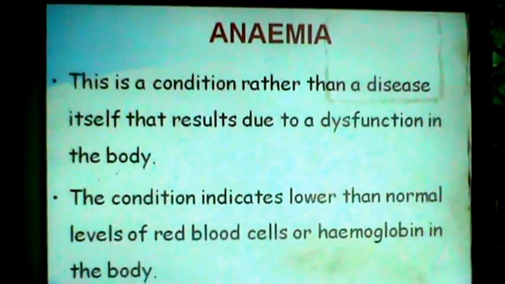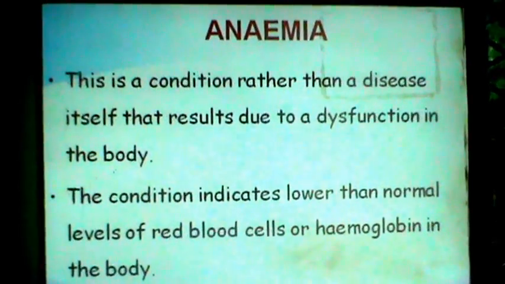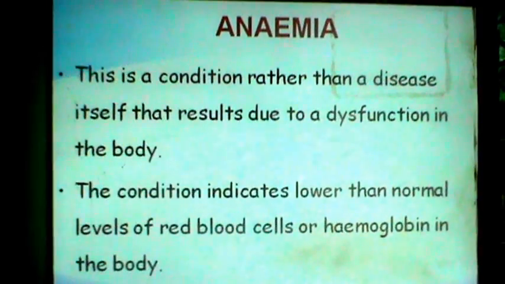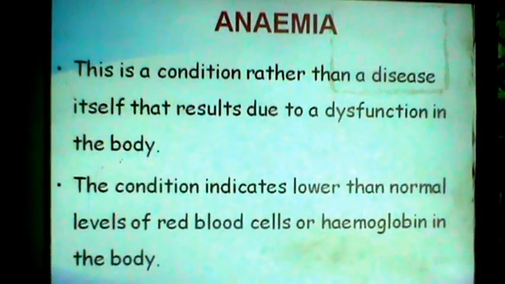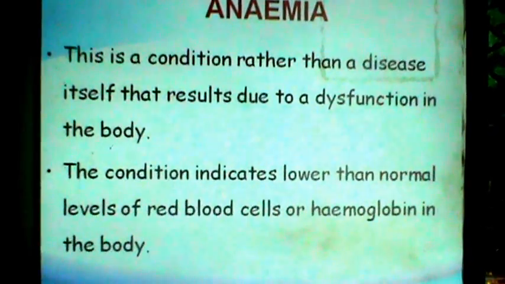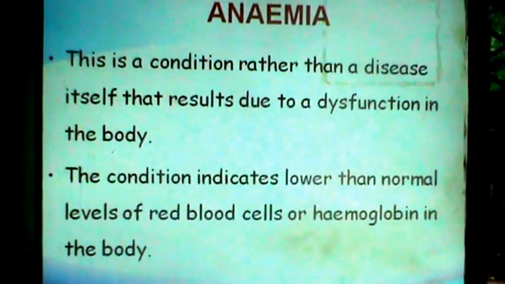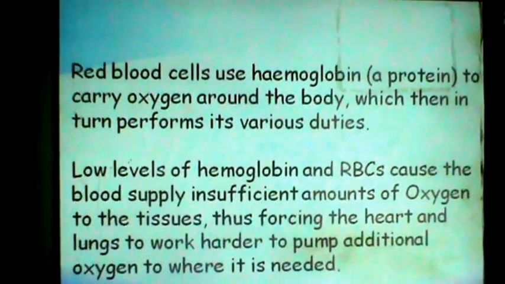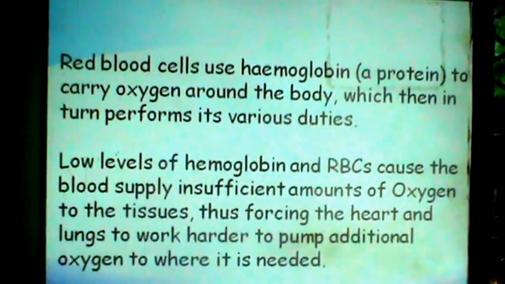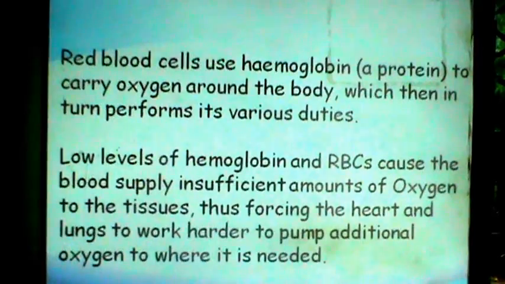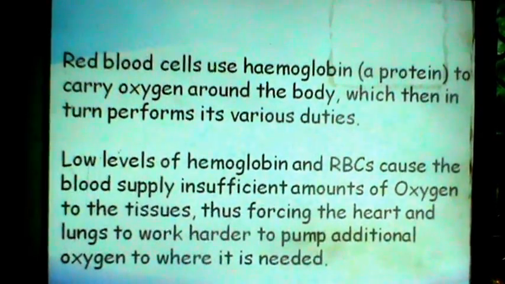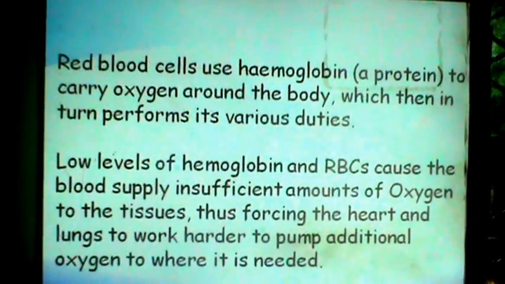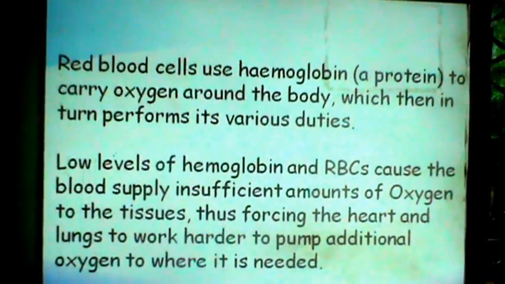Anemia, as we can define, is a condition rather than a disease itself that results due to a dysfunction in the body. The condition indicates lower than normal levels of red blood cells or hemoglobin in the body. Red blood cells, as we know, contain hemoglobin that is supposed to be used in carrying oxygen around the body, which then turns to perform its various duties in our bodies.